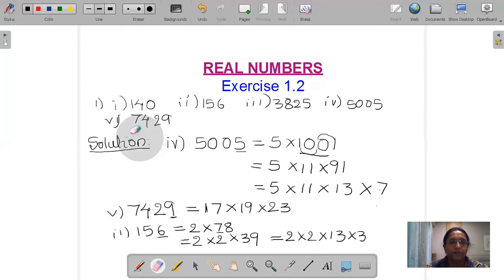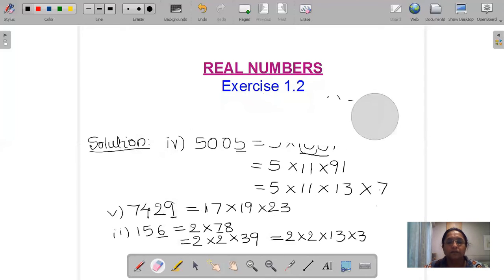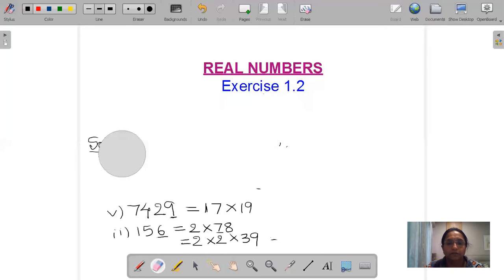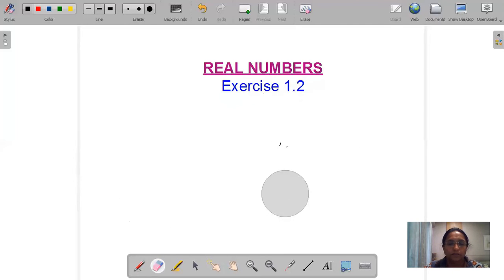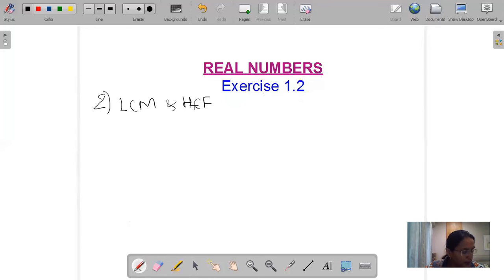Right? Next, we'll take the next example, that is exercise 1.2 and the second problem, the second main question. In the second problem, find the LCM and HCF of the following pairs of integers and verify that LCM into HCF is equal to the product of the two numbers. This is the formula.